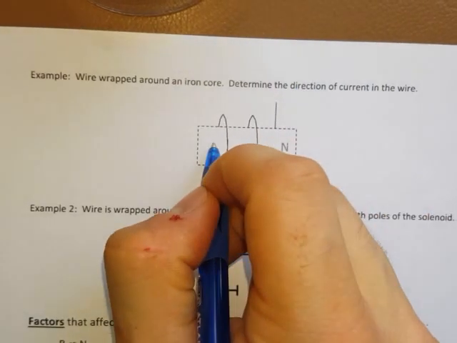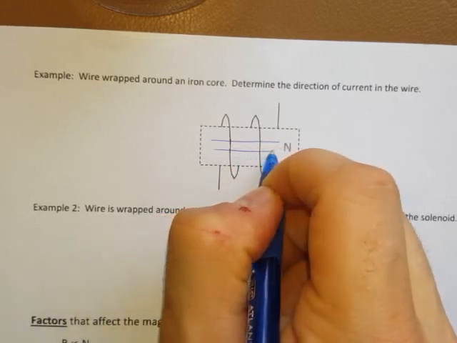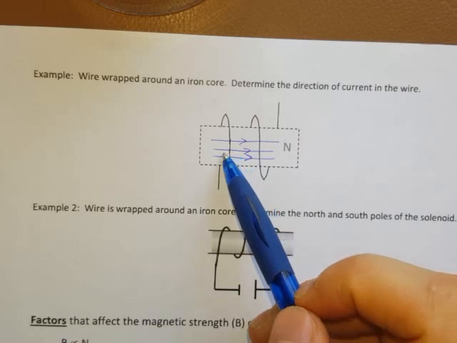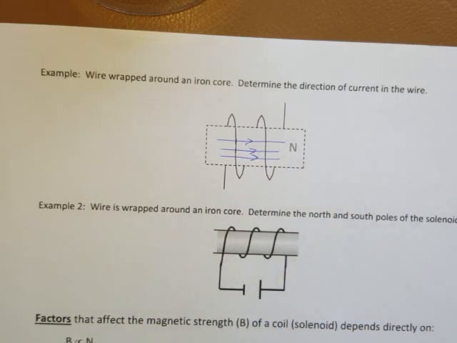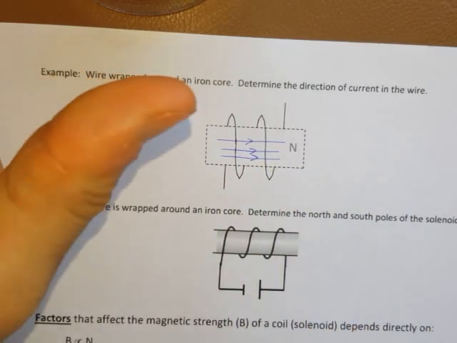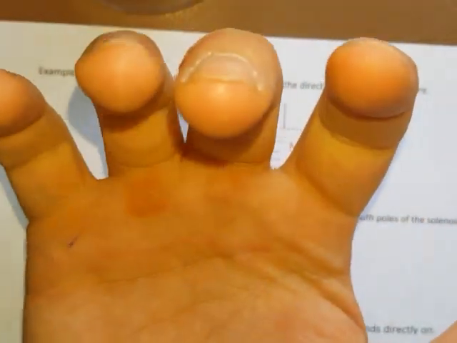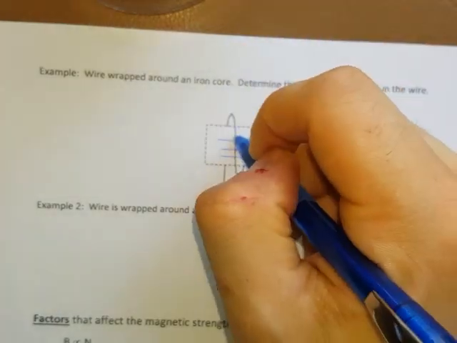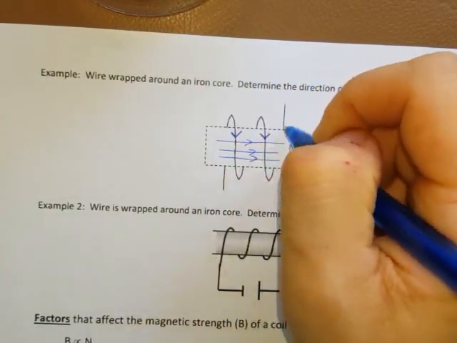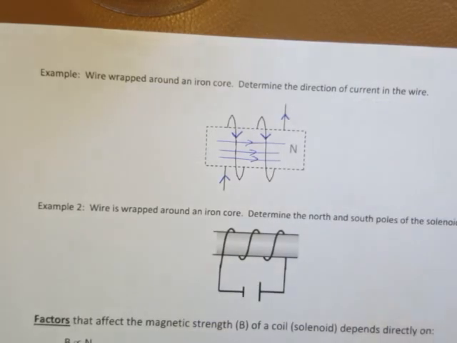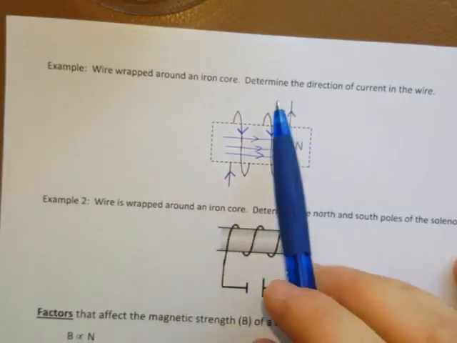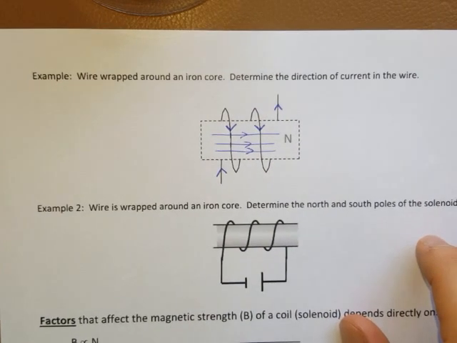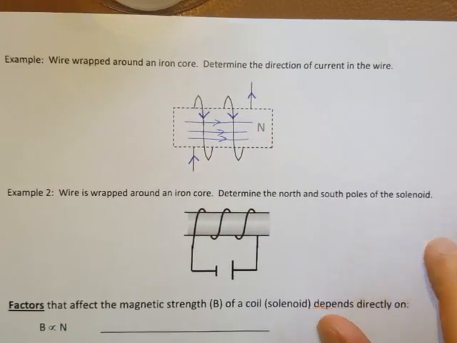So that means that the magnetic field lines on the inside of this coil are pointing this way. So if the magnetic field is pointing this way inside the coil, then that means my thumb should point this way and my fingers should therefore wrap this way. So I do the lines this way and up. So here I've answered the question. I've determined the direction of the current using the right-hand rule for a coil or solenoid.